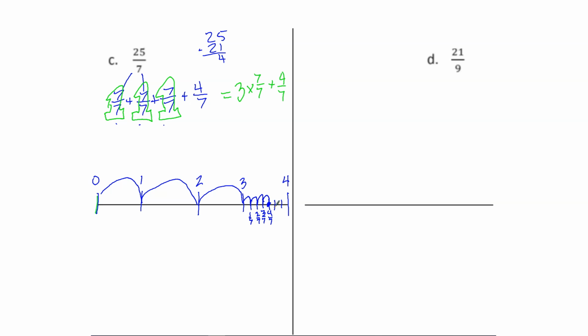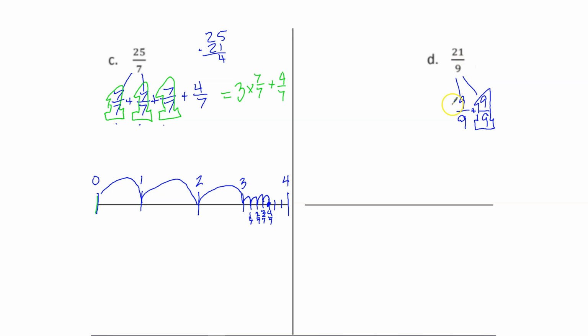All right, let's take a look at D, which is 21 ninths. So how many ninths can we pull out of 21? How many nines can we pull out of 21? So we're going to use the same method. We're going to say 9 ninths. Skip count by 9's. 9 ninths equals 1 whole. Another 9 ninths, which would be 18 ninths, equals 2 wholes.